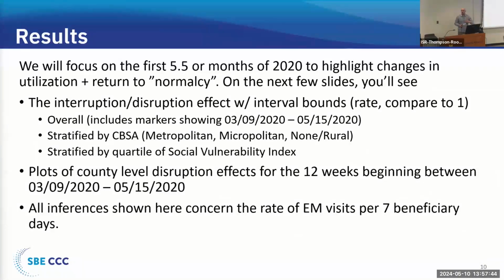So first I'm going to show you overall what happened. And then I'm going to show you what happened stratified by rurality defined by core-based statistical area. You get 3 buckets there: metropolitan, micropolitan, and then technically none, or what we call rural. And then we just use social vulnerability index to get an idea of county level vulnerability. Then I'm going to show you plots of the county level disruption effects for the 12 weeks listed in that time period. All of these inferences concern the rate of E&M visits per 7 beneficiary days.